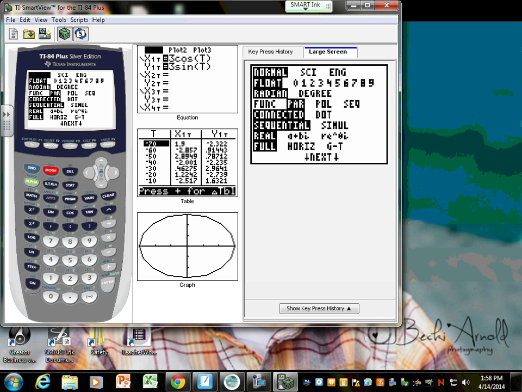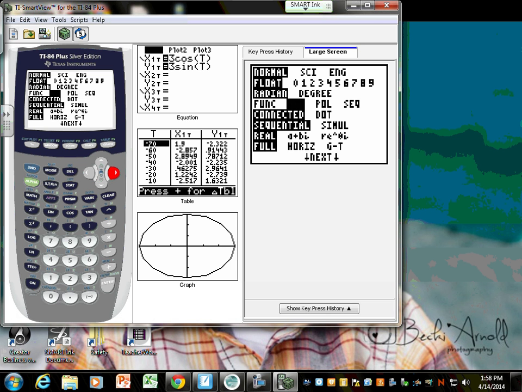And mine's already in parametric mode, and if you got someone's calculator from second hour, yours might be too. But normally we keep this in function mode. Function mode is y equals, because everything you graph in y equals is a function. So if you're not in function mode, you just arrow down to it. Sorry, not in parametric mode.